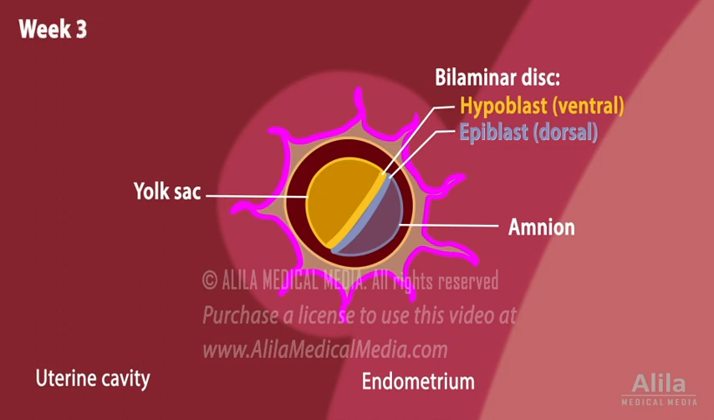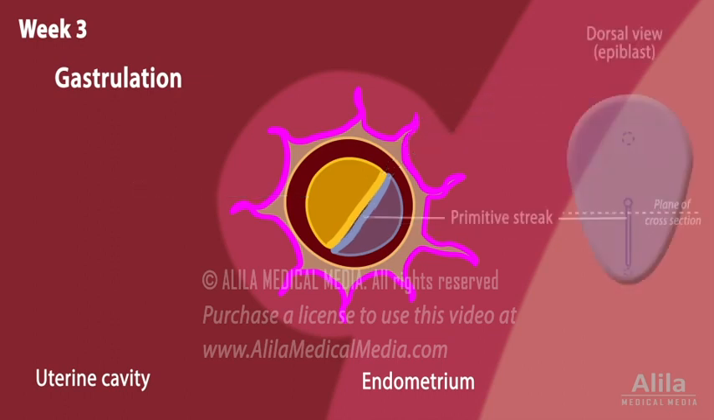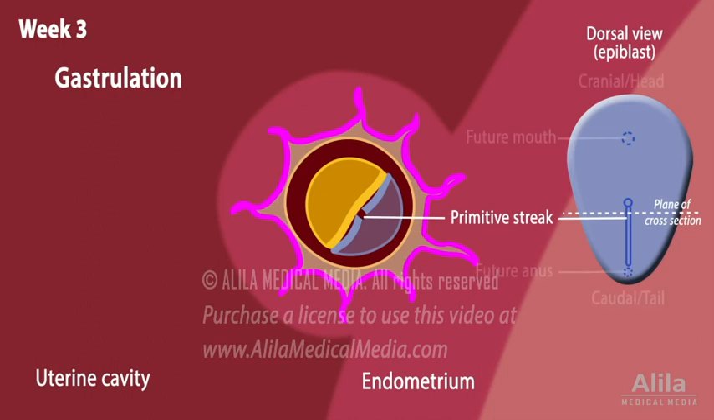In week 3, the 2-layer disc transforms into 3 germ layers through the process of gastrulation, during which the cells lose their pluripotency and become committed to a smaller number of cell types. Gastrulation begins with the emergence of the primitive streak on epiblast surface. This event sets the cranial caudal, or head-tail axis of the embryo.